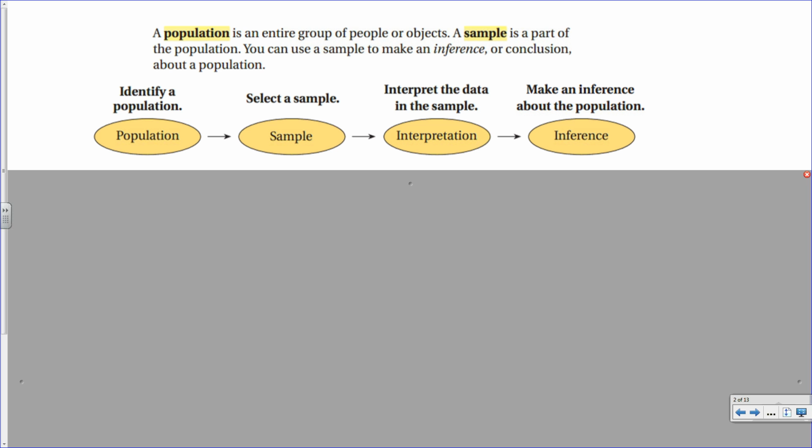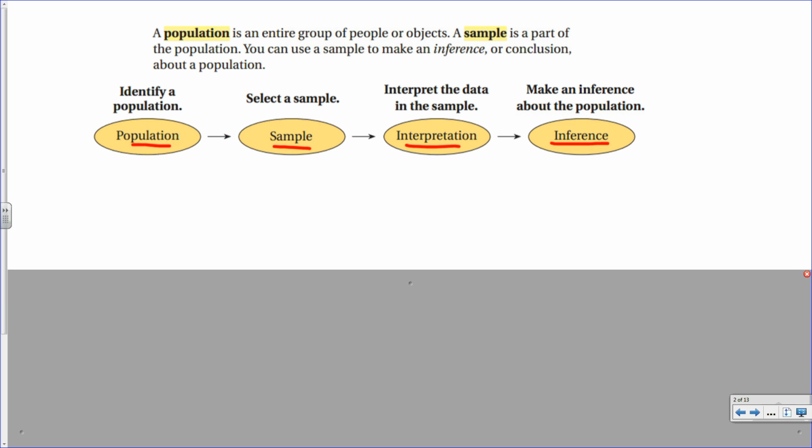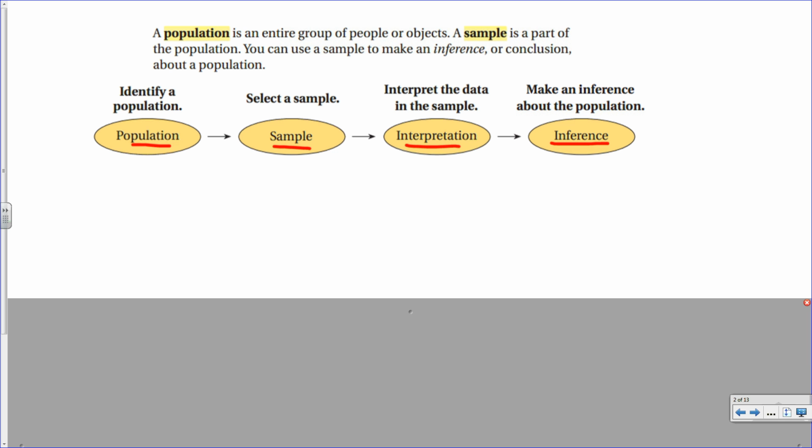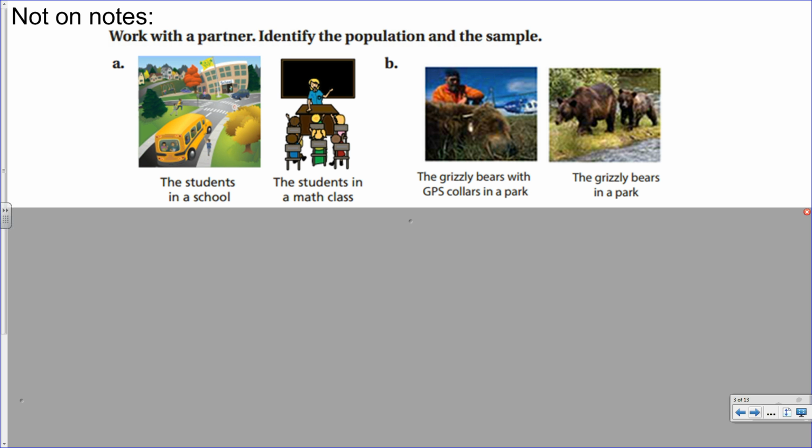So here are our steps for today. We're going to start by identifying what a population is and then decide what an appropriate sample of that population would be. I'm going to take that data and interpret it in order to make inferences or predictions about the entire population. So let's make sure we understand what a population is.